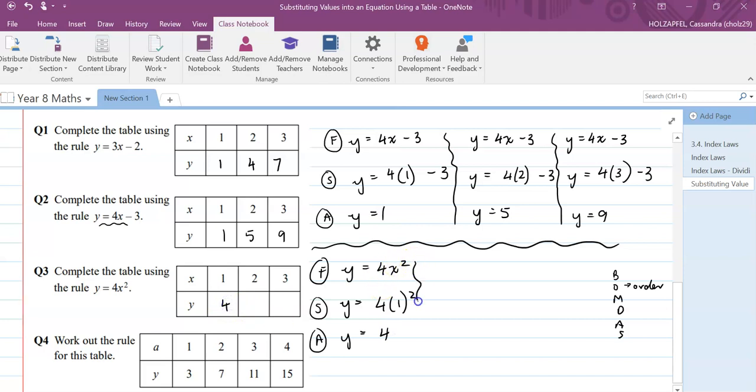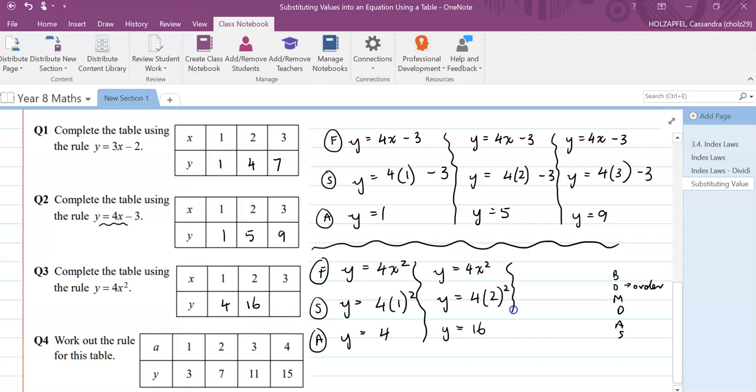All right, same thing now. So starting off with our formula, y is equal to 4x squared, except this time we are going to substitute when x is equal to 2. So y is equal to 4 times by 2 squared. So we'll do the power part first because our orders come before our multiplication. 2 to the power of 2 is 4. 4 times 4 is 16. So our answer will be 16. So we'll write that in our table.